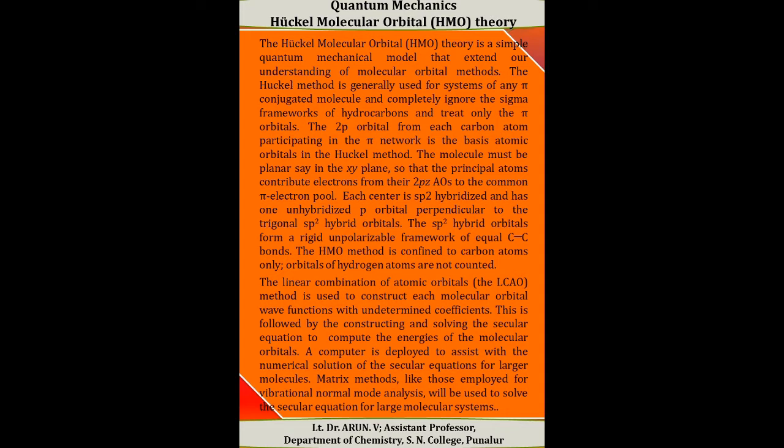The Huckel method is generally used for systems of any pi conjugated molecule and completely ignores the sigma framework of hydrocarbons and treats only the pi orbitals. The 2p orbitals from each carbon atom participating in the pi network are the basis atomic orbitals in the Huckel method. The molecule must be planar, say in the xy plane, so that the principal atoms contribute electrons from their 2pz atomic orbitals to the common pi electron pool.